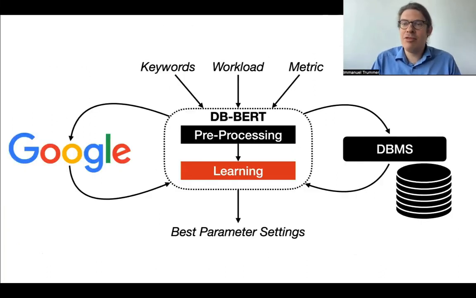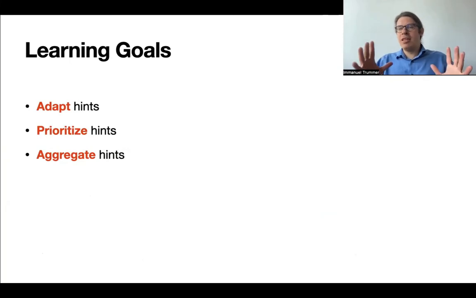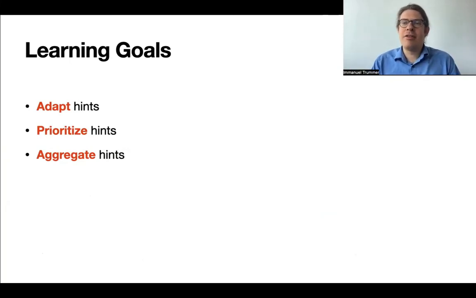It provides the input for the learning phase. During the learning phase, our goal is to adapt hints, meaning we deviate slightly from the recommended values, to prioritize between conflicting recommendations about the same parameter, and to aggregate many different hints into few parameter settings, meaning few combinations of value settings that we evaluate via trial runs.